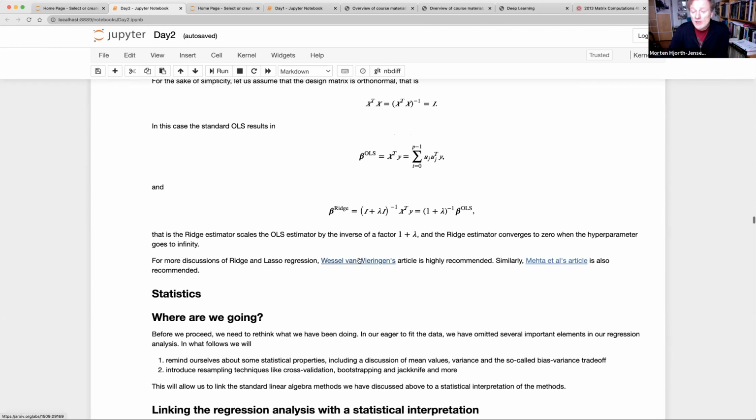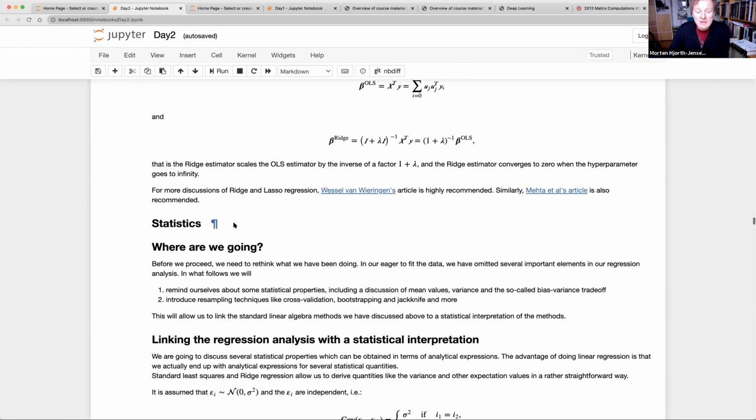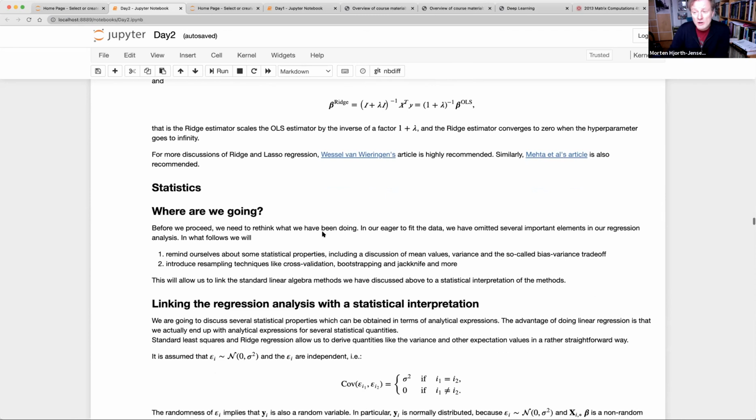What I'm going to start on Friday, because I didn't get through everything here, is to look at some statistical analysis, namely resampling techniques. I will cover this on Friday in the first lecture, and then we move on to logistic regression in the next lecture. So I'm going to stop here.